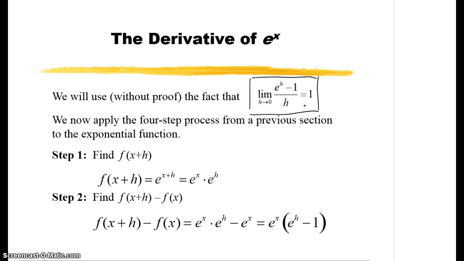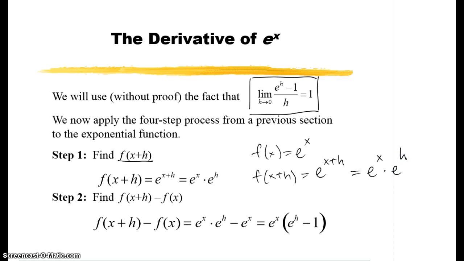And what's the following process going to be? Well, to find the derivative, we only know the 4-step process when it comes to e to the x. So let's do it. We're going to apply the 4-step process to e to the x. The first step is to find f of x plus h. If f of x is e to the x, f of x plus h is simply us replacing x with x plus h everywhere you see x in the formula. So we get e to the x plus h, which is e to the x times e to the h.